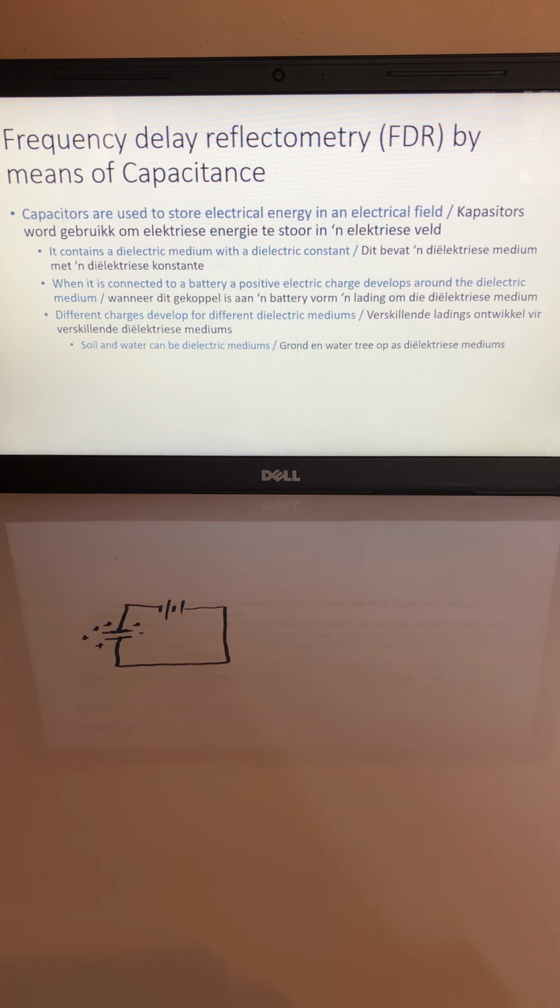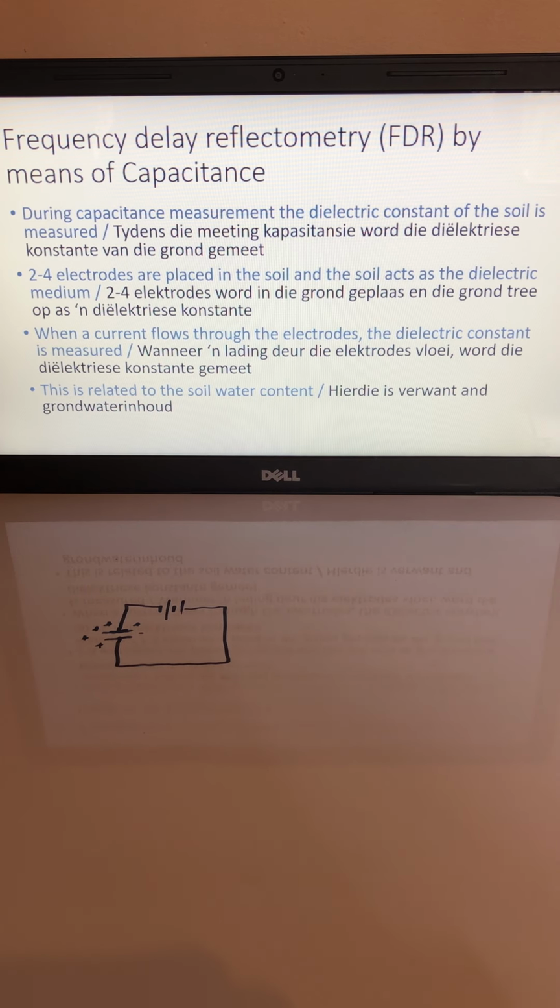This principle is used in soil science to determine the amount of water in soil, because soil has a specific dielectric constant, and water has a different dielectric constant. During this capacitance measurement, the dielectric constant of the soil is measured, so electrodes are placed in the soil so that the soil then acts as the dielectric medium.